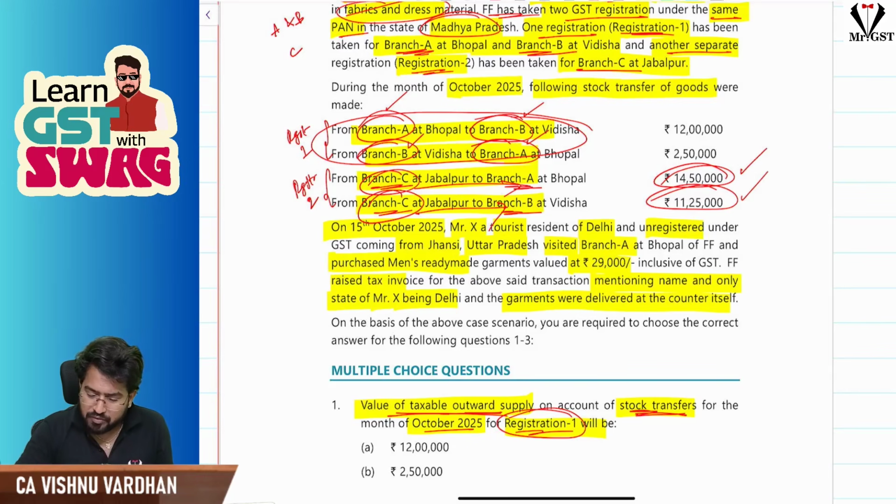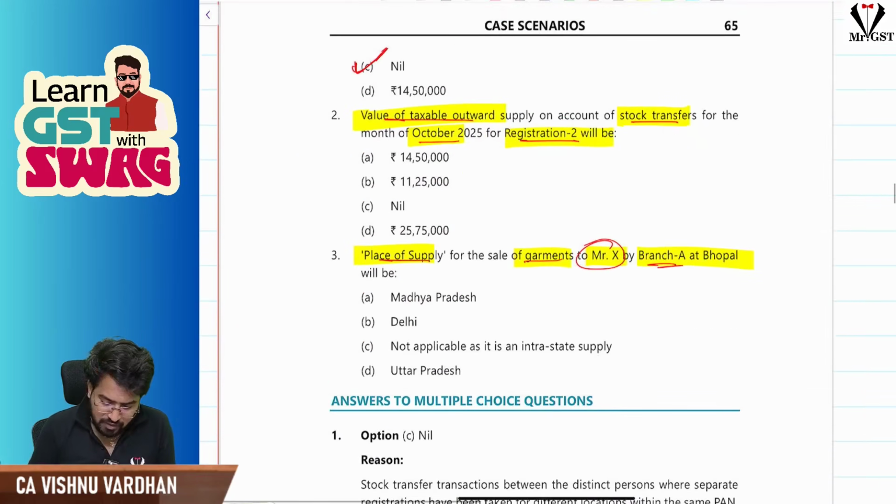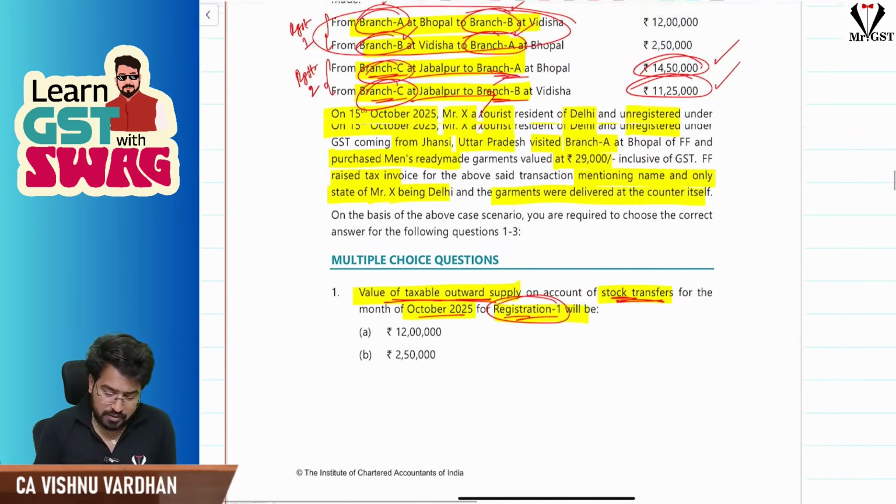So 14 lakh 50,000, 11 lakh 25,000, 25 lakh 75,000. This will be the answer. Okay, hope you have understood that.